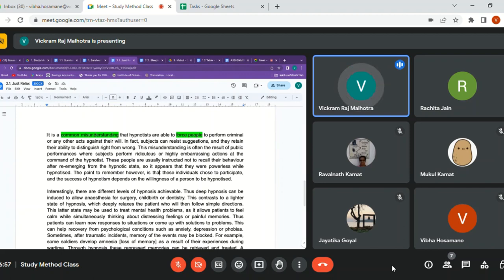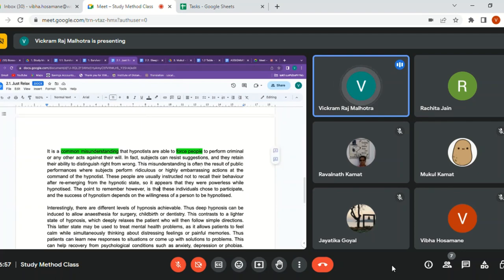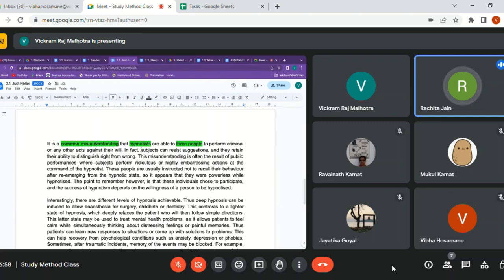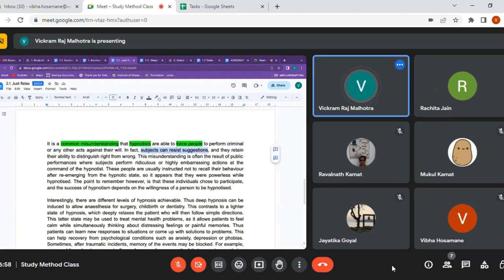I'll read it once for you. It is a common misunderstanding that hypnotists are able to force people to perform criminal or any other acts against their will. In fact, subjects can resist suggestions. They can retain their ability to distinguish right from wrong. I think force. Force is already done. It's already highlighted. Force people. Common misunderstanding that hypnotists can force people. Next line I'm asking. In fact, subjects can resist suggestions and they retain their ability to distinguish right from wrong. How about this? Subjects can resist suggestion? Yeah, maybe. Okay, next line.